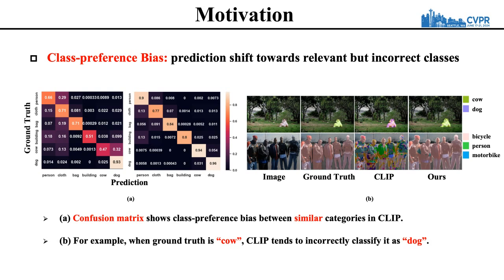From the other aspect, there exists class preference bias between similar categories in CLIP. We show such a trend between randomly selected classes by a confusion matrix. Elements on the diagonal line represent the right classification, while others are false. We observe a wide range of class preference bias introduced by CLIP. For example, according to the visualization, when the ground truth is cow, CLIP tends to incorrectly classify it as dog.